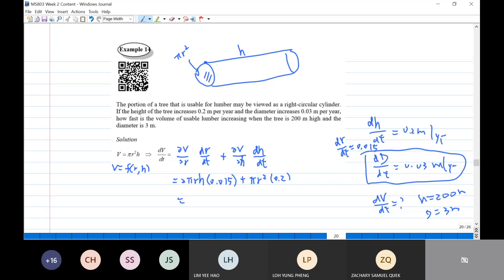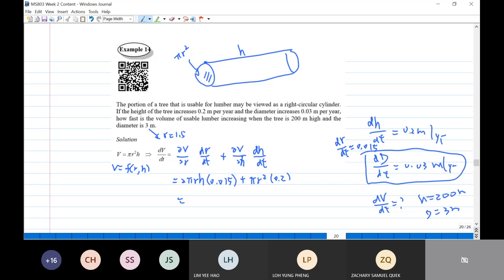2 times pi times r. Okay, r is equal to 1.5, no? 1.5. That means r equal 1.5, times h. H is equal 200, sorry. Then times 0.1015.